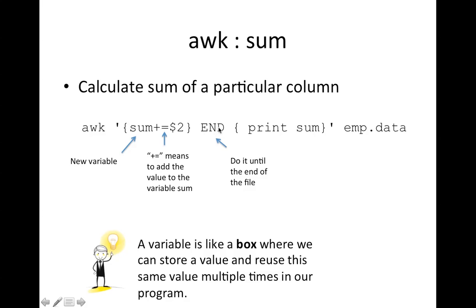So by putting the values from column number 2 into the box, by the end of the file, in the box which you call sum, but you can call it differently, you will have all the numbers, and then you add them up and print the sum. So this is how it will work.